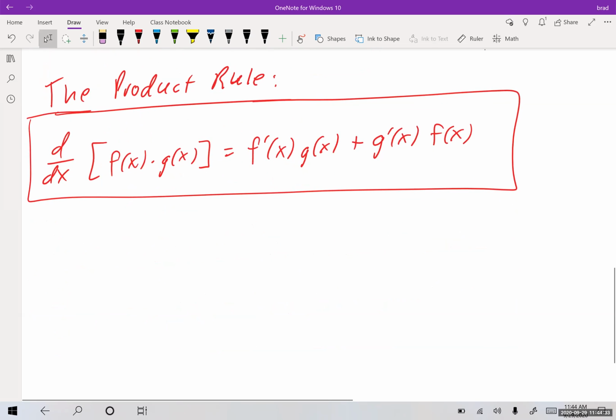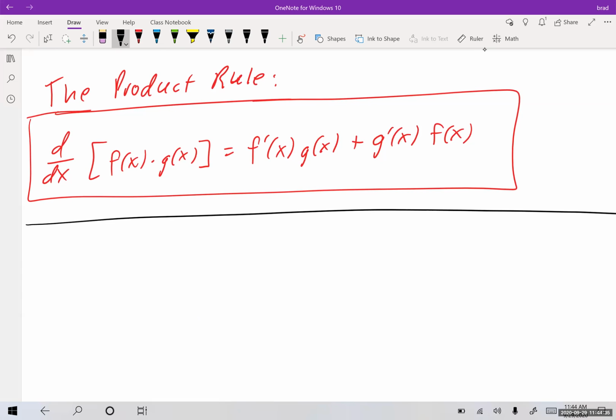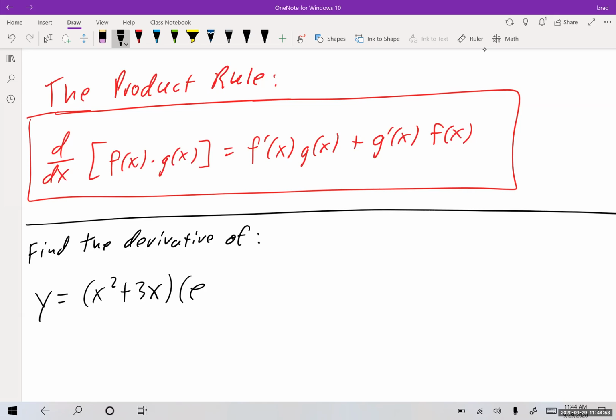Okay, so now let's try an example. Okay, so find the derivative of, and then let's try y equals x squared plus 3x times e to the x plus 1. Okay, so now we don't have to FOIL this out like we used to before. Now we actually can take the derivative of this product.